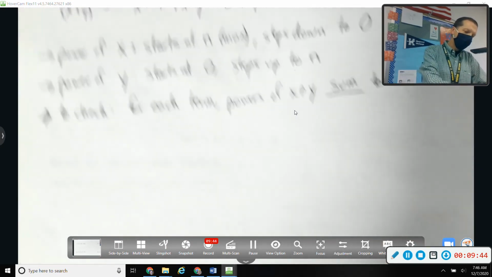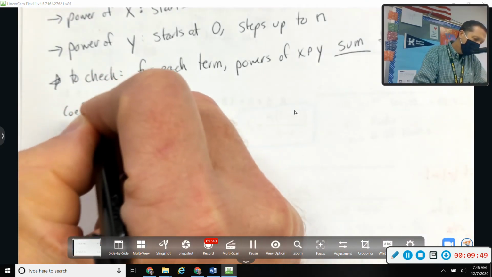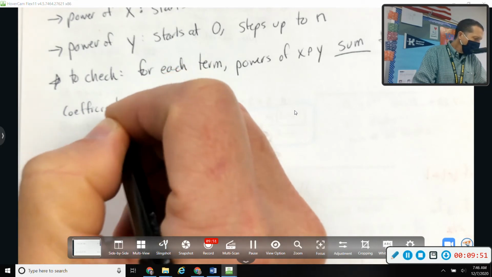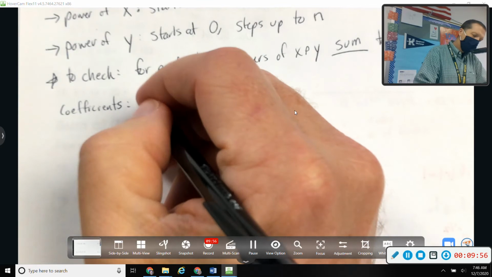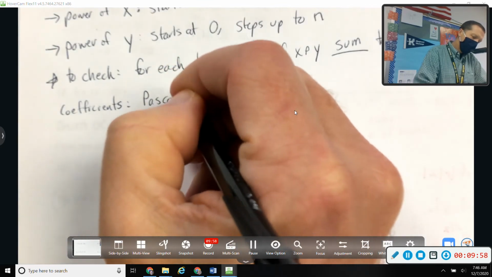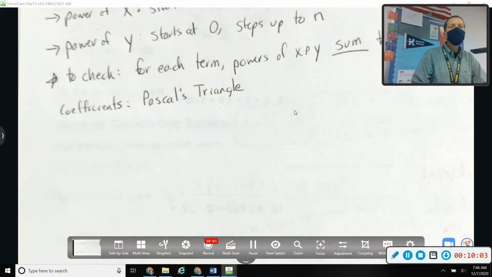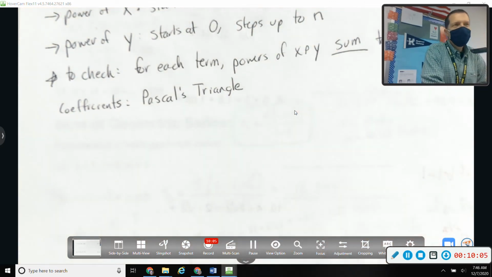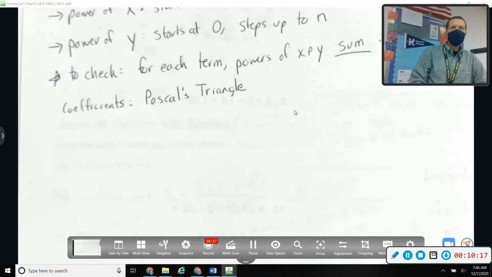All right, that gets us the x's and the y's. The coefficients come from Pascal's triangle. Blaise Pascal, you've heard of him in physics maybe. The units of pressure in physics are usually pascals or kilopascals. But he wasn't just a physics guy, he was also a math guy. He's also like a religious philosopher.